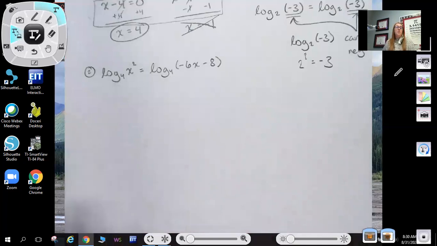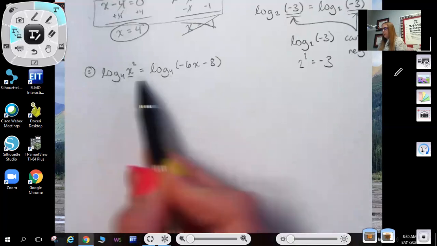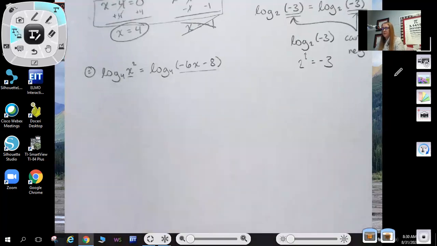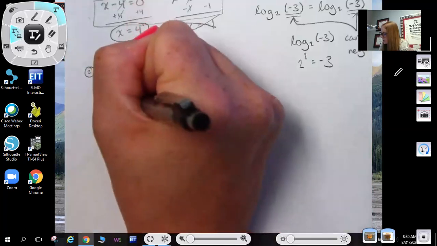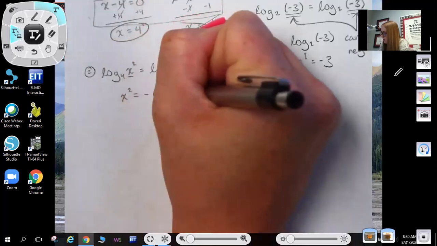Okay, so because these two logarithms have the same base and they're set equal to each other, we know that x squared has to be equal to negative 6x minus 8. So the way that we're going to solve this is by setting those things equal to each other. x squared equals negative 6x minus 8.